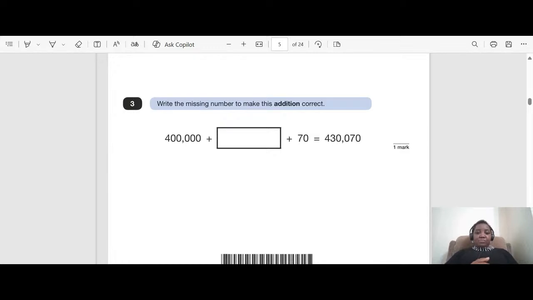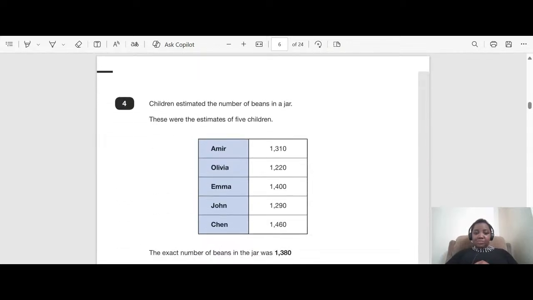Question number 3. Write the missing number to make this addition correct. We have 400,000 plus a missing number plus 70, and the total is giving us 430,070. So let's pause, and I want you to come up with what the missing number is. If your answer is 30,000, then you're absolutely correct.